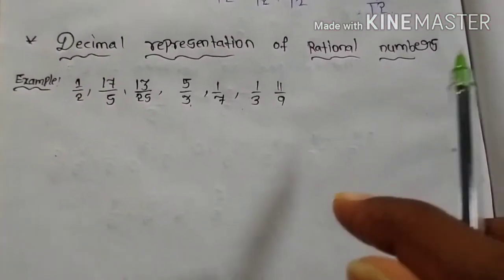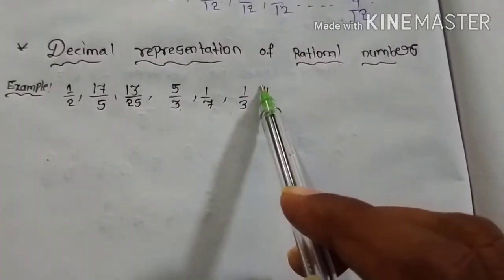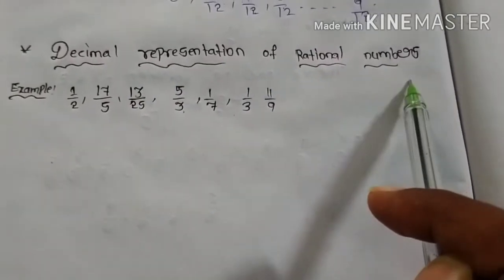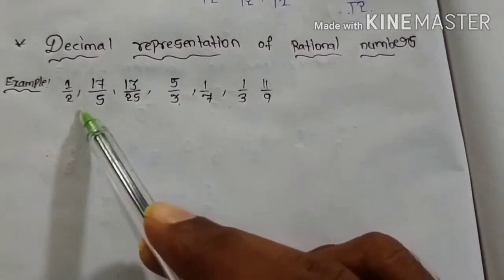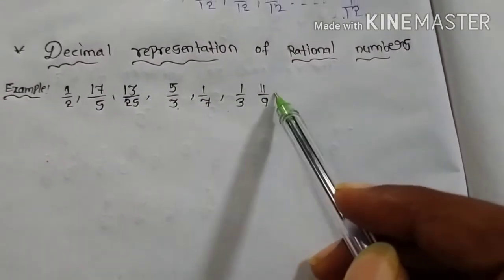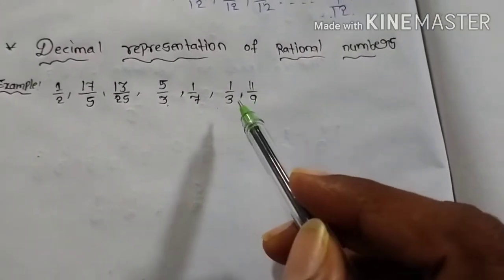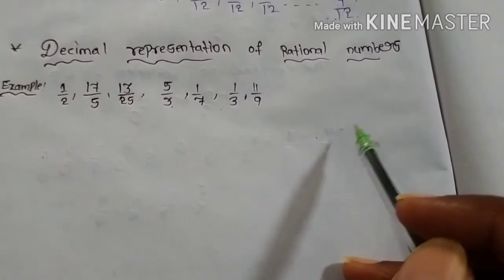Now you can see here, class 8 maths, decimal representation of rational numbers. You know the rational numbers 1 by 2, 17 by 5, 13 by 25, 5 by 3, 1 by 7, 1 by 3, 11 by 9. I have taken some of these examples here. We need to convert them into decimal numbers.